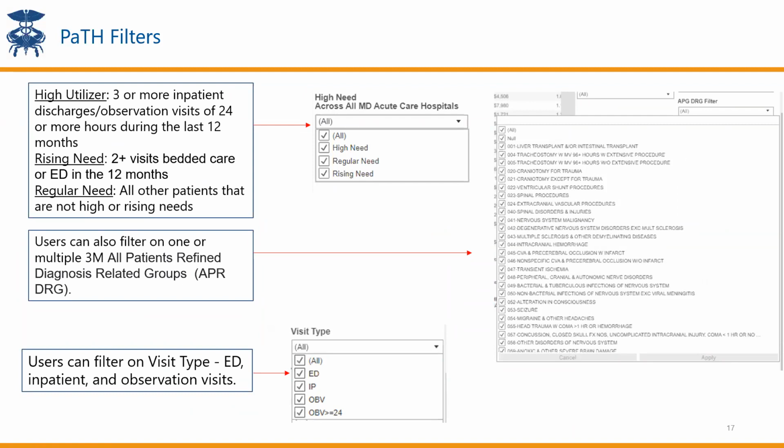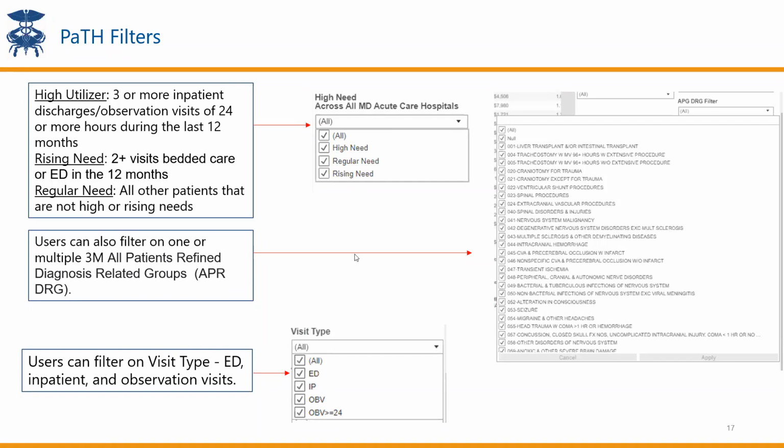We also have filters available for need type. So you have 3 options: high, regular, and rising need. High utilizers are defined by 3 or more inpatient discharges or observation visits of 24 or more hours during the last 12 months. Rising needs are 2+ visits of bedded care or ED in the last 12 months. And regular need are other patients that are not included in the first 2 categories.